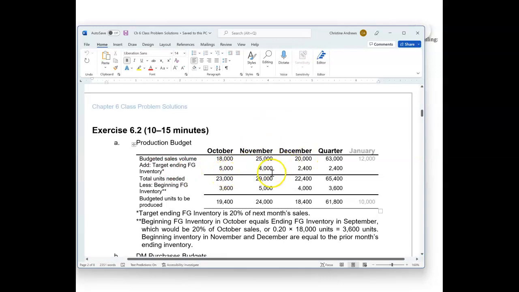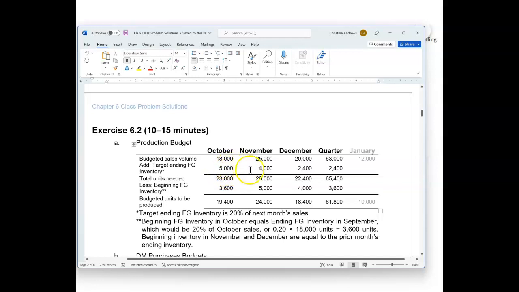20,000 times 20% is 4,000. And 12,000 times 20% is 2,400. So this would be our total units needed for the quarter. And then less beginning finished goods inventory, and they told us it was exactly equal to what it was supposed to be. So this would be 18,000 times 20% is 3,600.